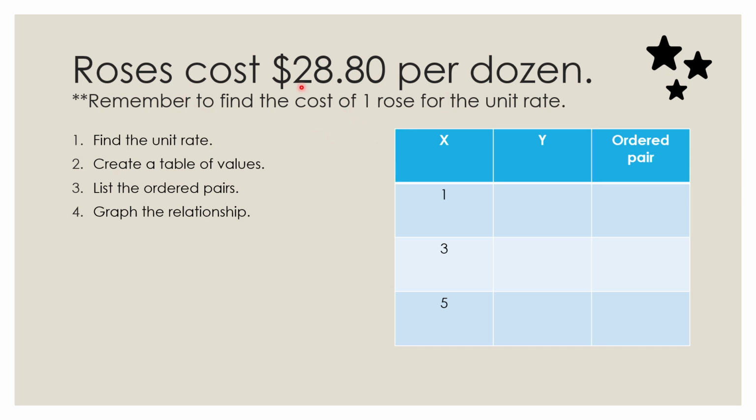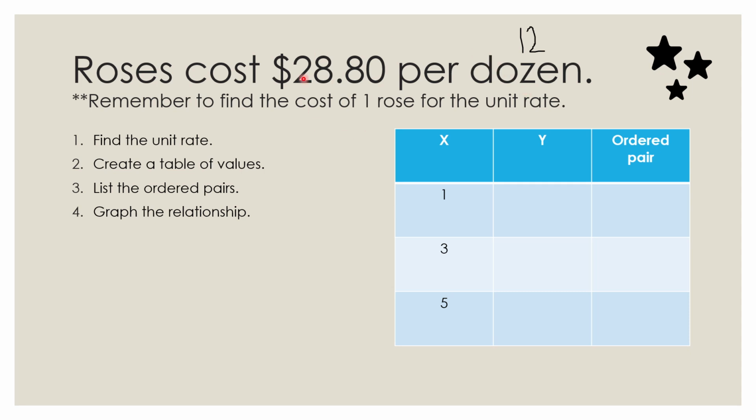So we have roses cost $28.80 per dozen. Now, first of all, how many is in a dozen? And no, I'm not talking about a baker's dozen. I'm talking about a normal plain dozen. 12. A dozen is always 12. Side note, a baker's dozen is 13 because they give you an extra donut. But a dozen is always 12.